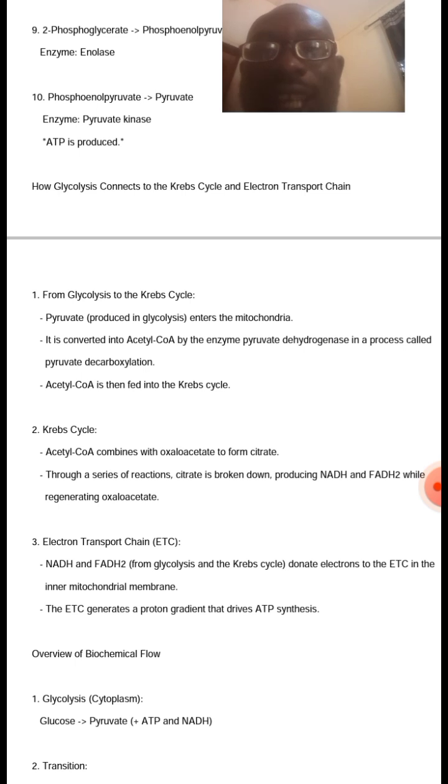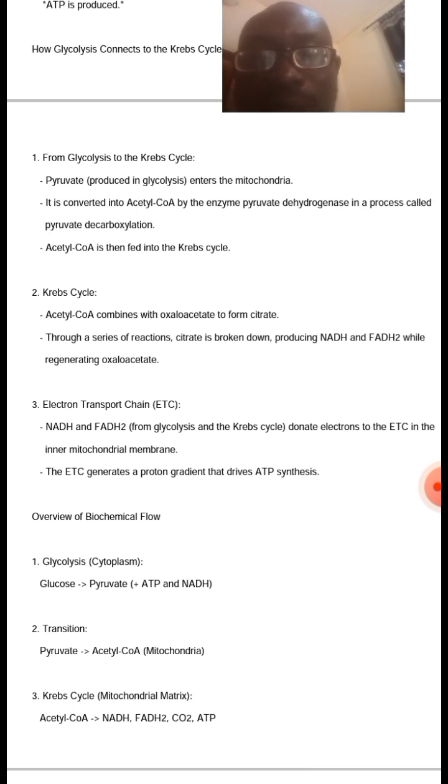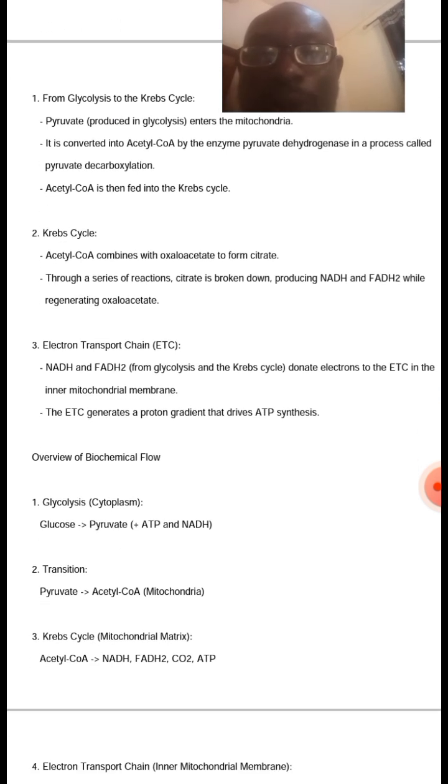But before they enter into the Krebs cycle, they will first of all be transformed into acetyl-CoA. So that's why that part is called a transition reaction. They will first of all enter into the mitochondria. You know, glycolysis happens in the cytoplasm of the cell. Then it will enter into the mitochondria and get converted into acetyl-CoA by another important enzyme. It is that acetyl-CoA that will enter into the Krebs cycle.